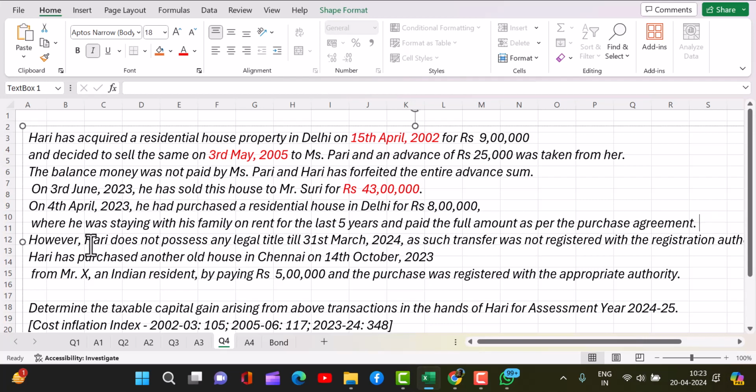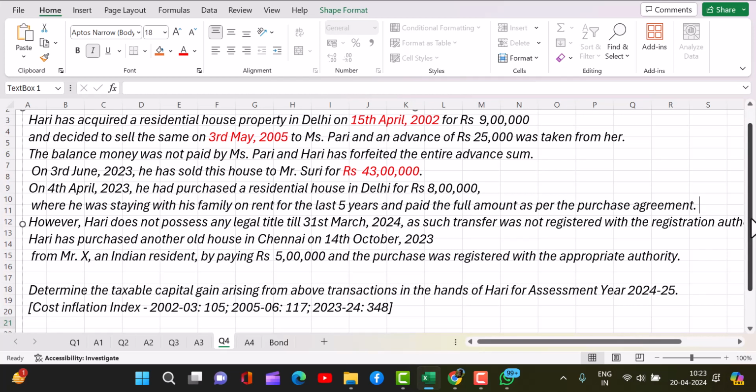But in this case, Hari does not possess any legal title till 31st of March 2024 because the property was still not registered. Okay. So anyway, the income tax department says that even if it is not registered, you can still get the benefit. Okay. Because sometimes the registration may happen after some time. So it doesn't make any difference.